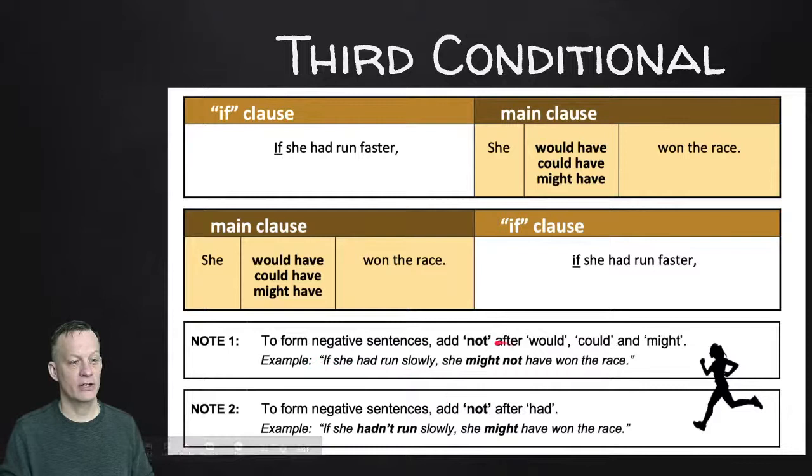The negative, you go after the auxiliary before the main verb. Okay? But after had, but remember it's before the main verb. So here it's run, here it's have. Okay? If she hadn't run so fast, she might not have won the race. Okay? If I were you, I wouldn't break up with her.